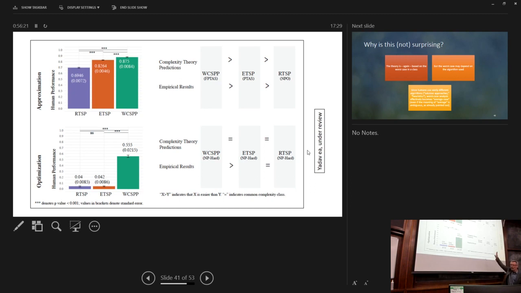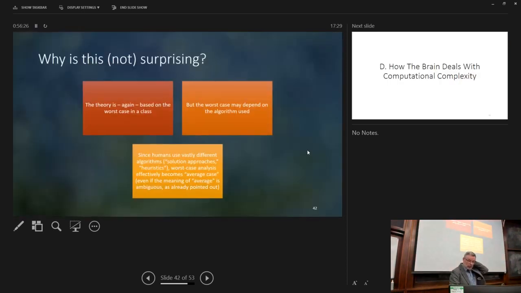Right? There are other things on this slide, but in the interest of time, I'm not going to go over them. Why is this not surprising? The theory is again based on the worst case in a class, but the worst case may depend on the algorithms used. And since humans use vastly different algorithms, or solution approaches, or heuristics, the worst case analysis effectively becomes the average case. Even if the meaning of average is ambiguous, right?